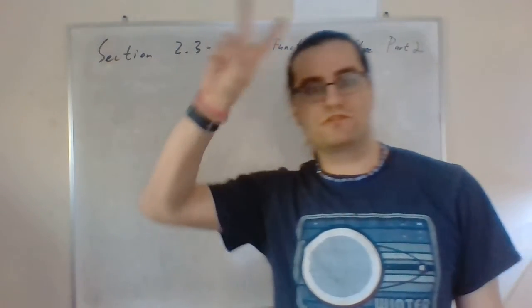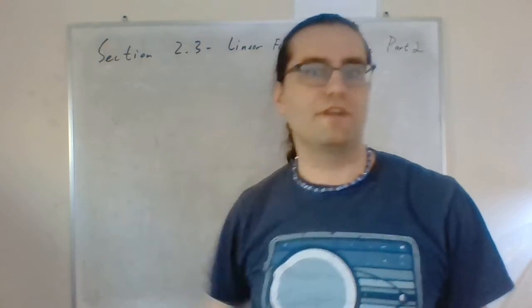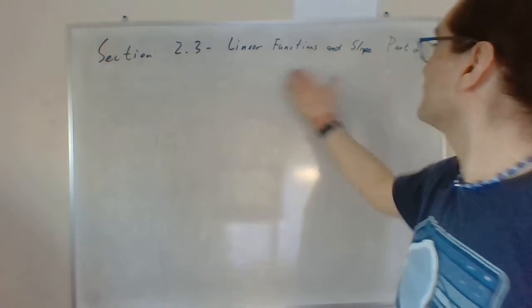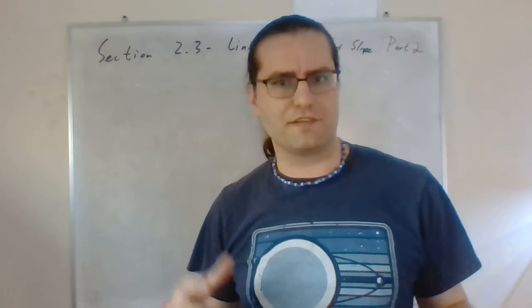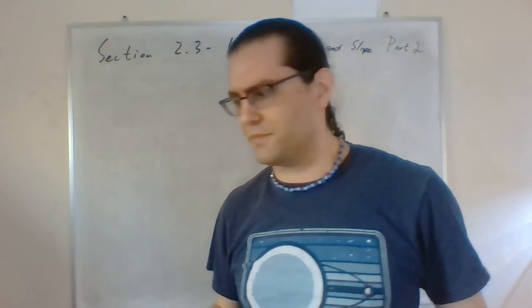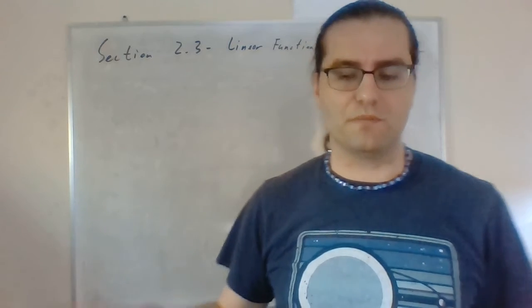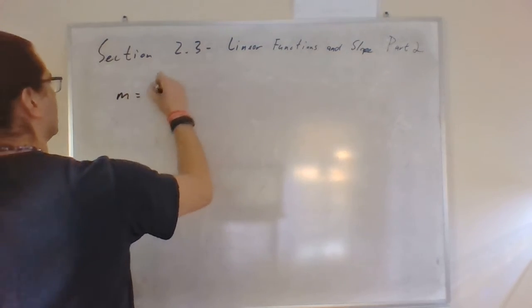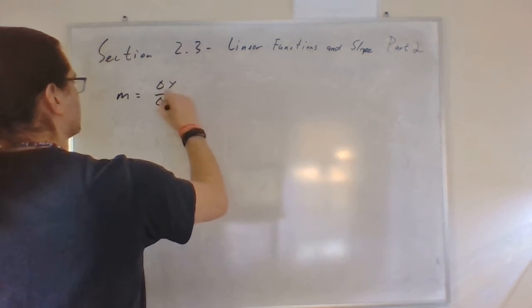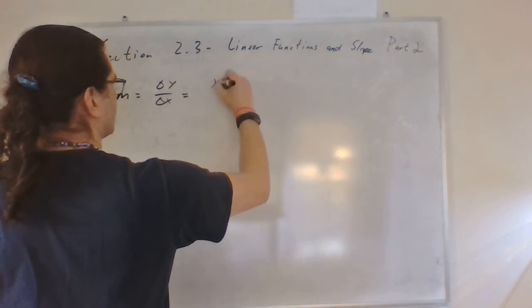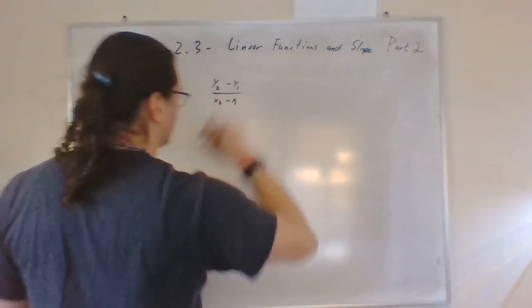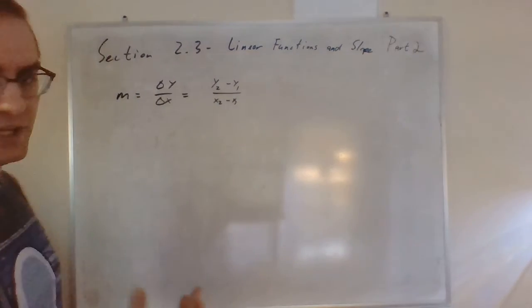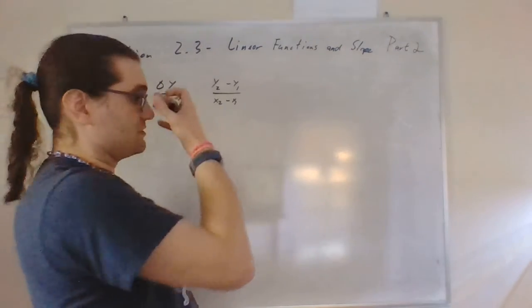This is part 2 of our video series on linear functions and slope. In part 1 I tried to talk really fast because there's a lot of information I tried to pack in there. So if you haven't seen part 1, watch part 1. In part 1 we talked about how slopes look like change in y over change in x, which usually ends up looking like y2 minus y1 over x2 minus x1. And then we did a couple slope calculations between a couple points.